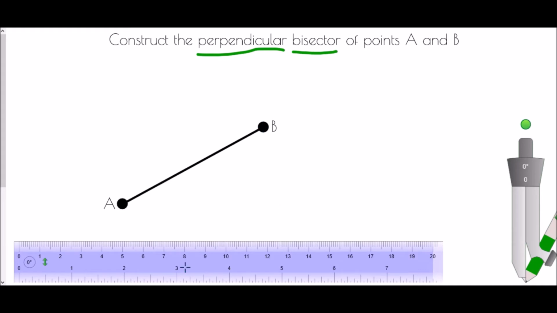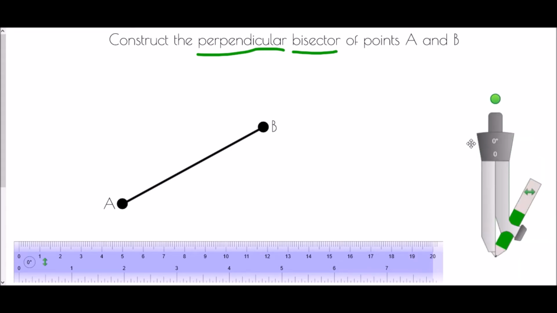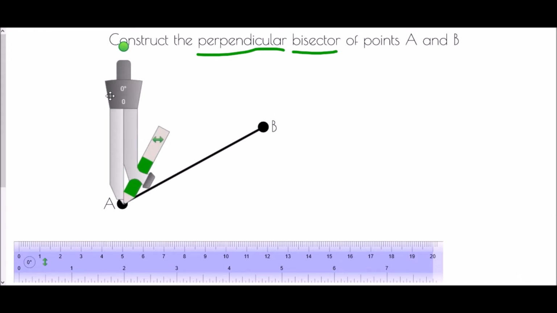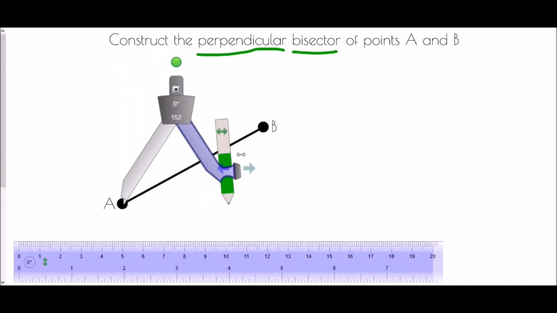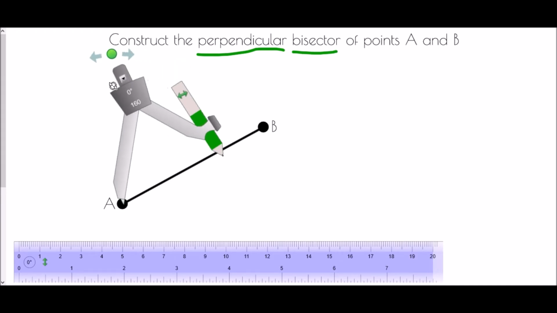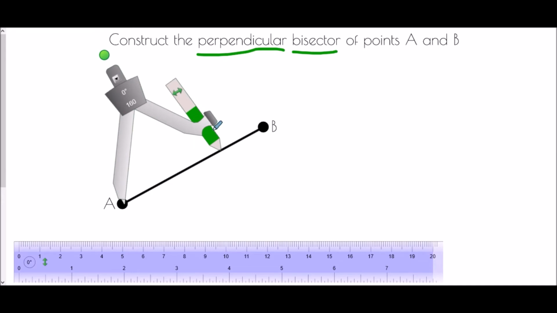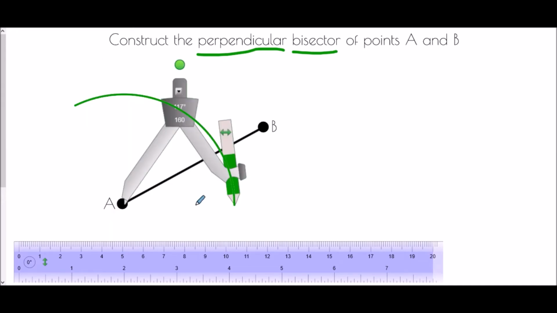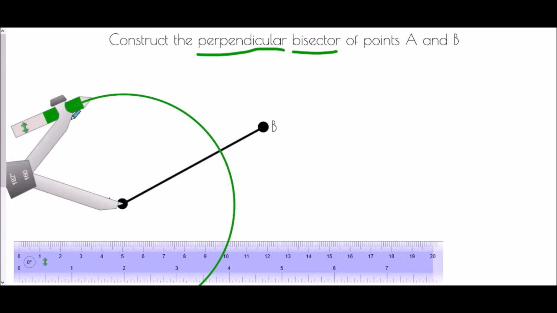And then what I want to do is I want to take my compass. Because it's a construction, I'm going to use a compass in each of these. And the first thing I'm going to do is I'm going to open out the compass so that it is more than halfway along the length of the line. Now if we mark it there, we can see that is more than halfway. And what I'm going to do is I'm going to draw an arc all the way around.